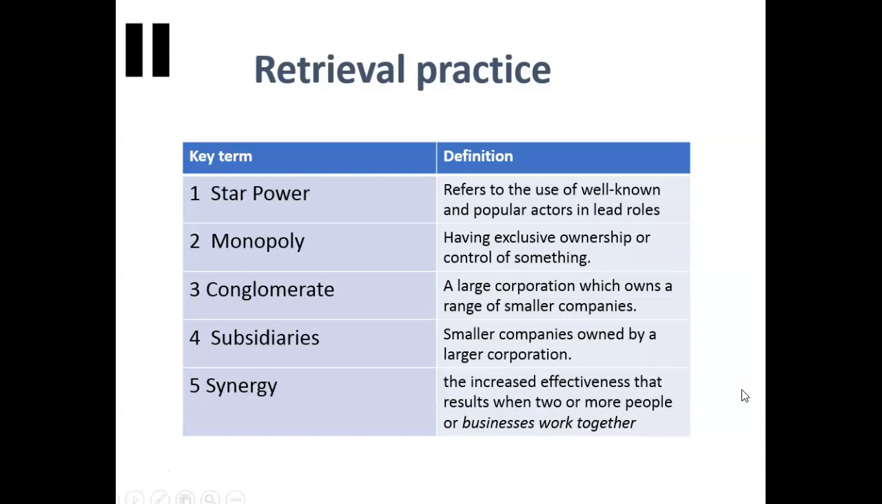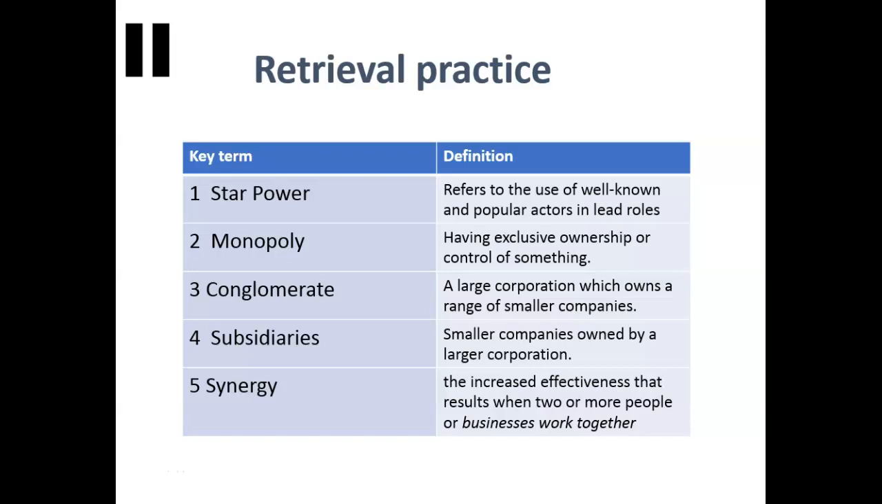Okay, let's go through and mark those then. Number 1, star power. That refers to the use of well-known actors and actresses in lead roles within a film. Number 2 is monopoly. We know that's having exclusive ownership or control over something. And number 3 was conglomerate.